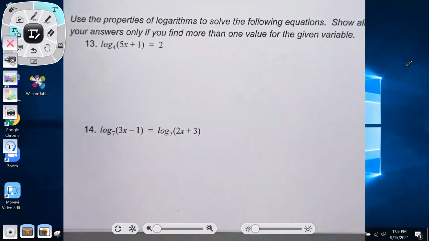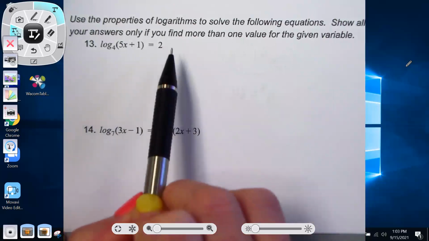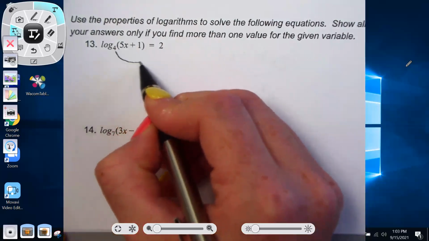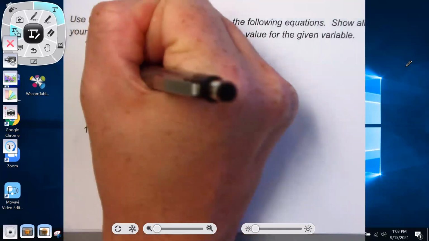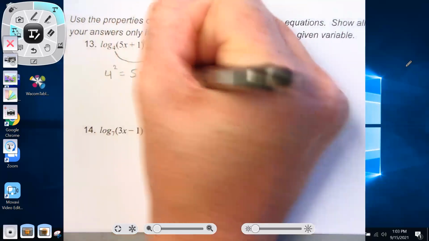Okay, number 13, log base 4 of 5x plus 1 equals 2. So we have a logarithm on one side with just a number on the other side. This means we have to change to exponential form. So start at 4, draw a counterclockwise loop. You should get 4 squared equals 5x plus 1.